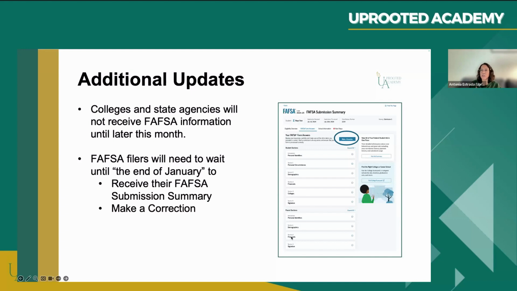When FAFSA filers receive their FAFSA submission summary, that's when they'll be able to make a correction to any data that they might have input incorrectly. So you can see here I've highlighted the make a correction button. At this point, no one's received a FAFSA submission summary. They're going to be sent out for those processed forms sometime at the end of January. The specific date in January, we have a week left, we still don't know yet, but hopefully it will be sometime later this month.